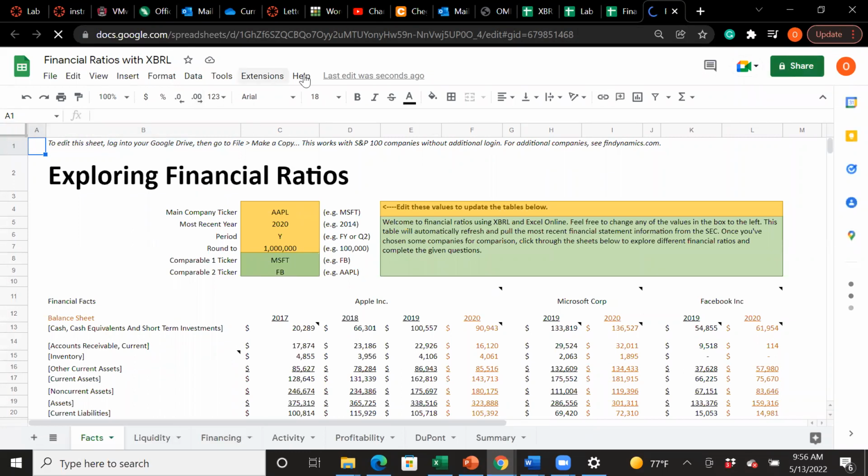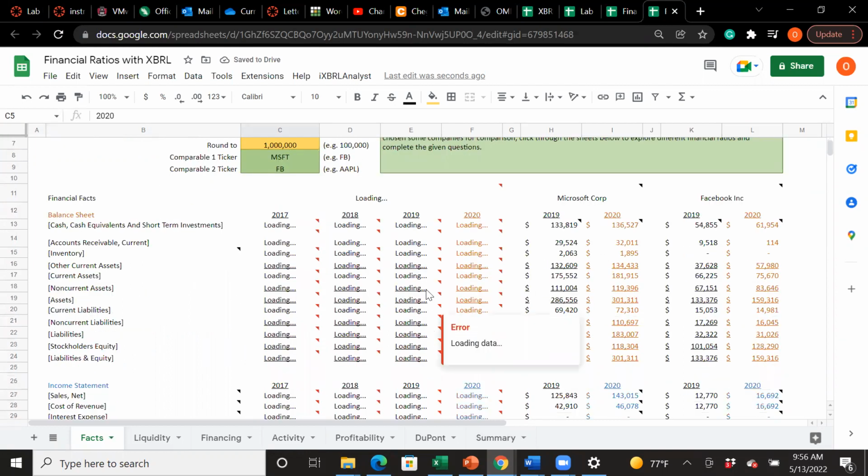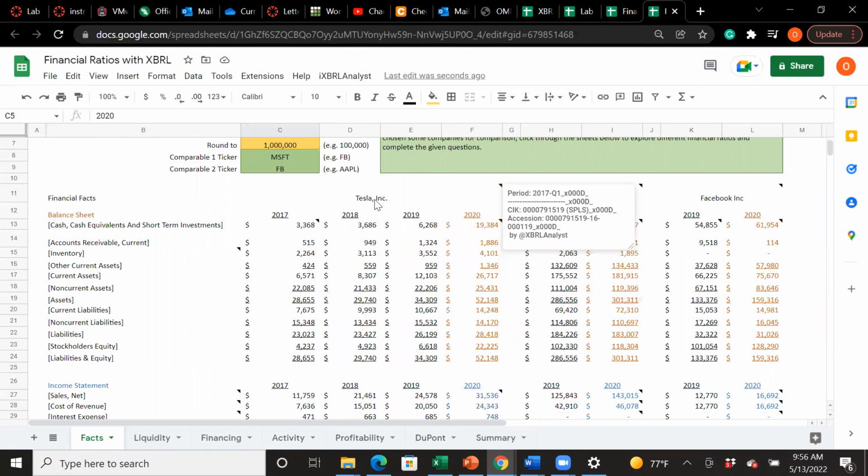It's private, only to me. I made it a second ago, so it should be my own worksheet. We're going to change this Apple to Tesla, TSLA. Enter. Everything is loading. You see Tesla Inc. here and new numbers.